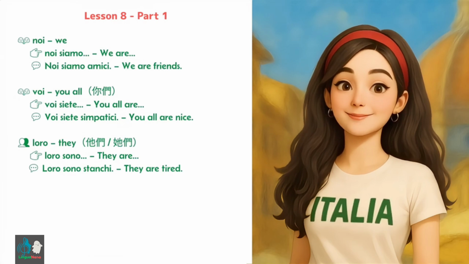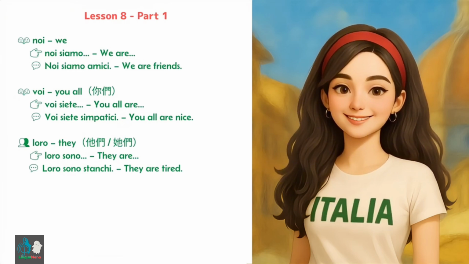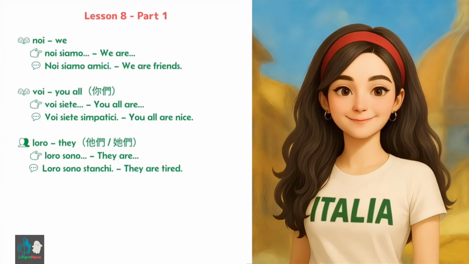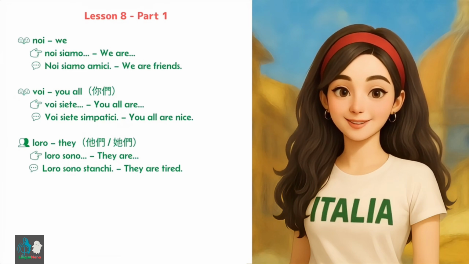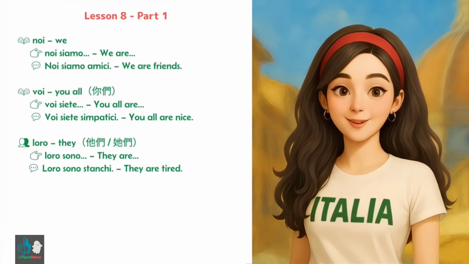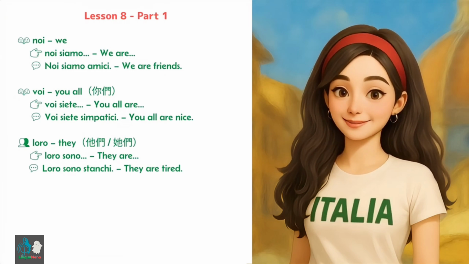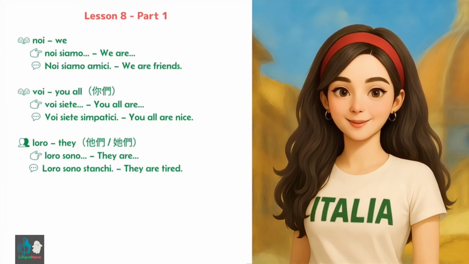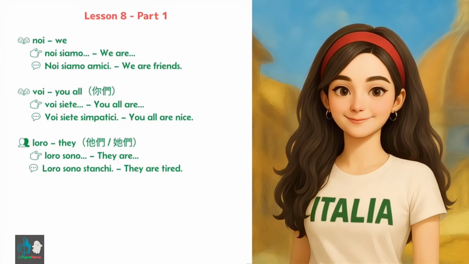Now let's talk about Voi. This means you all. Use it when you're talking to more than one person. Voi siete means you all are. For example, Voi siete simpatici, that means you all are nice. Again, just like before, the subject can be dropped. You can say Siete simpatici, and it still means you all are nice.